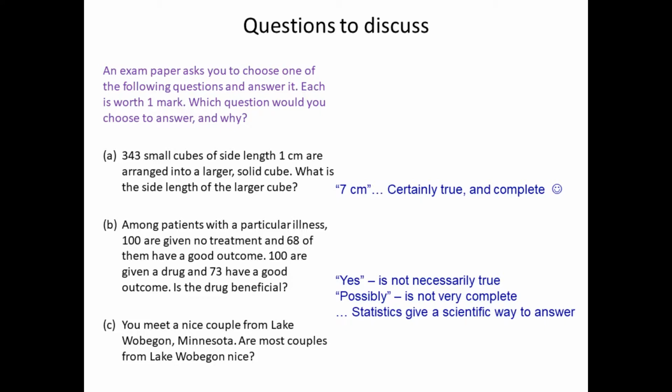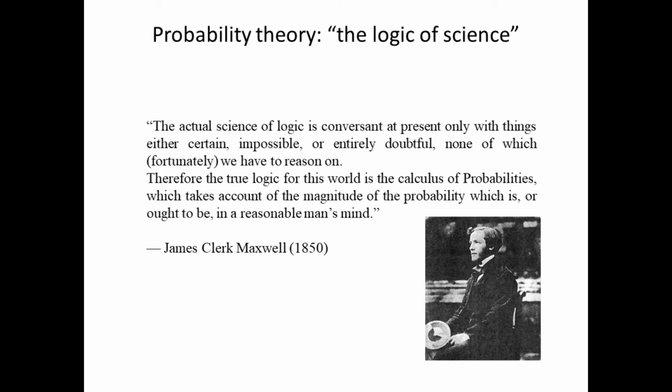Okay, so that is an introductory question, but don't just take my word for it that methods for dealing with uncertainty are valuable. Take the word of someone much more influential, James Clerk Maxwell, the legendary Cavendish professor of physics. Now, he said in the 1800s that the actual logic of science at the moment is conversant only with things which are either certain, impossible, or completely doubtful, and none of which, luckily as it happens, we have to reason on at the moment, he said.